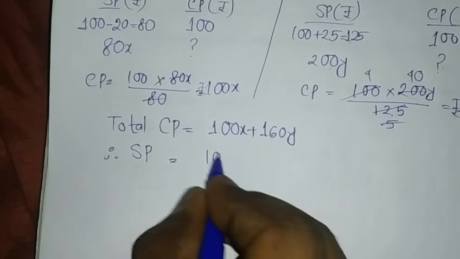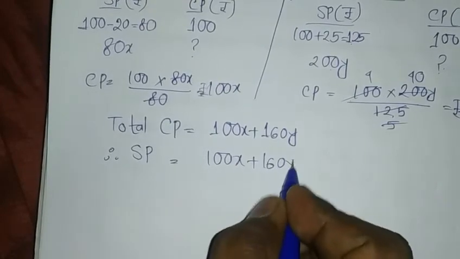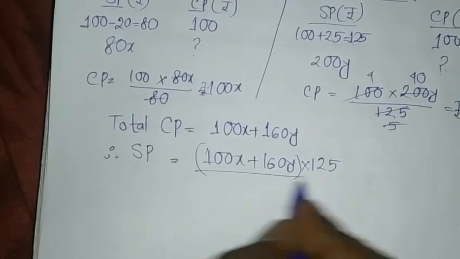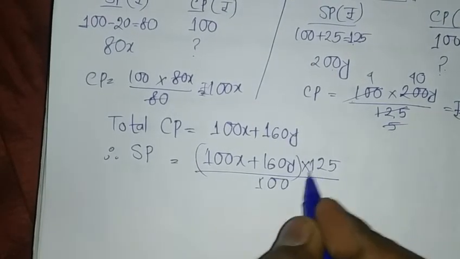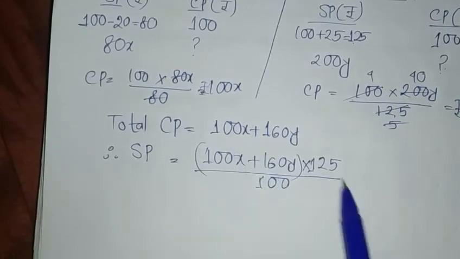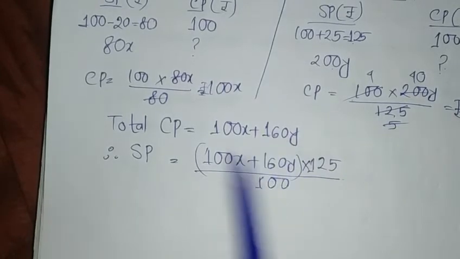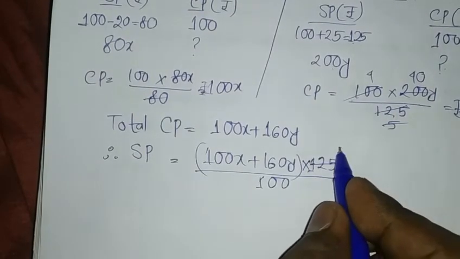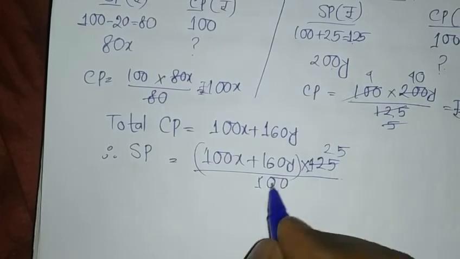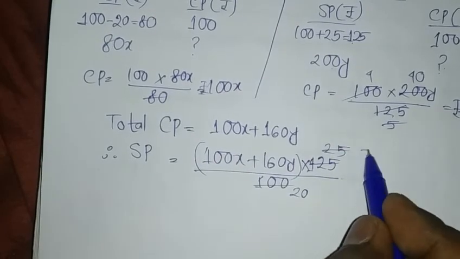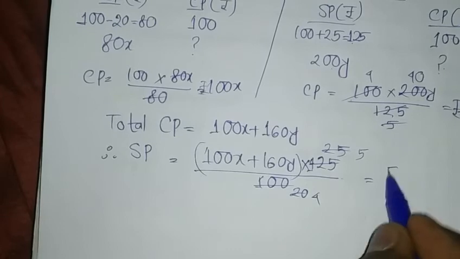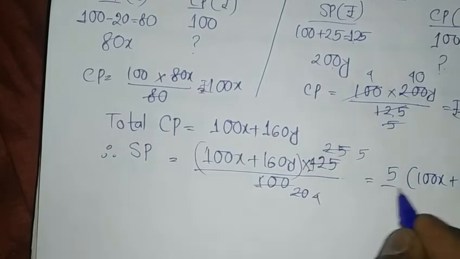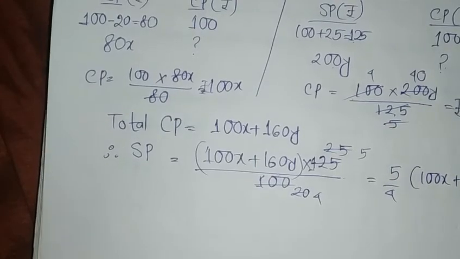So directly we can write it like this, into 125 by 100. In doubt? How? This plus 25% of this. The answer will be the same. So simplify it using 5. So this is 5 into 100x plus 160y by 4. This is the selling price. Okay.